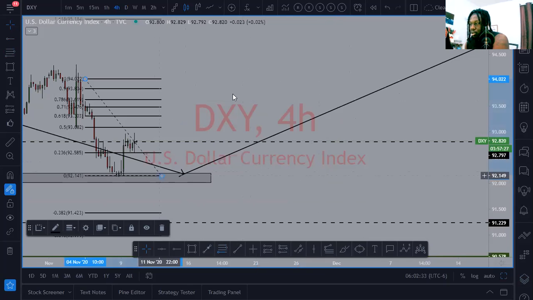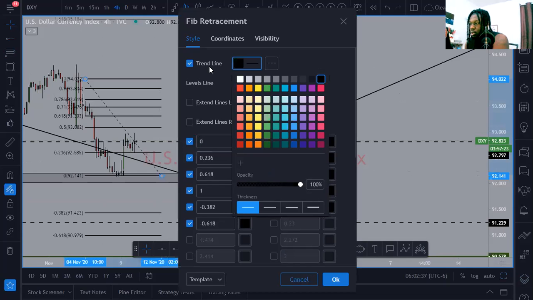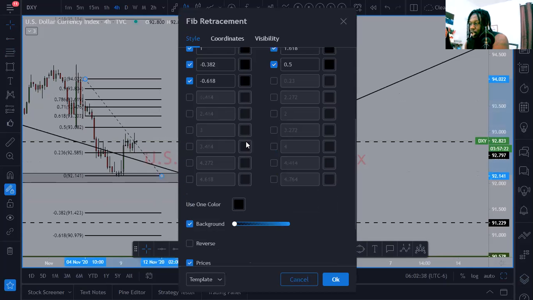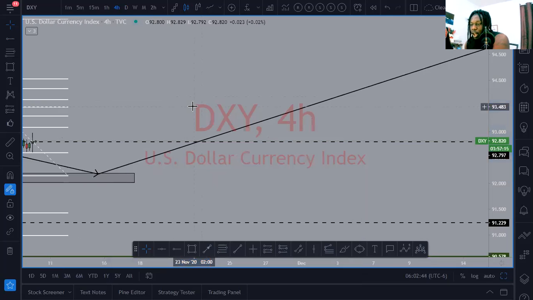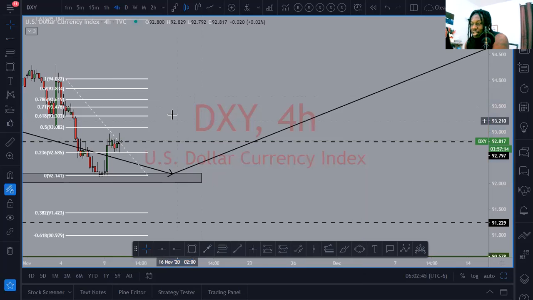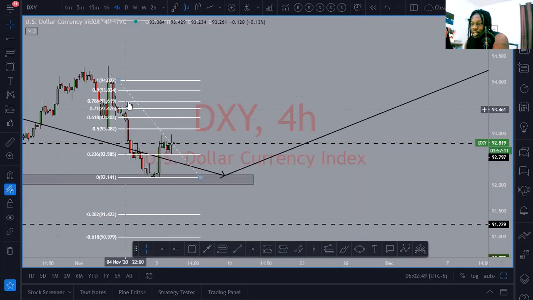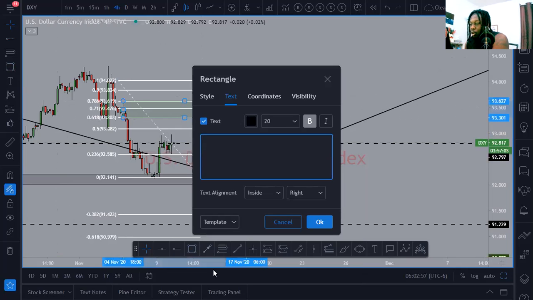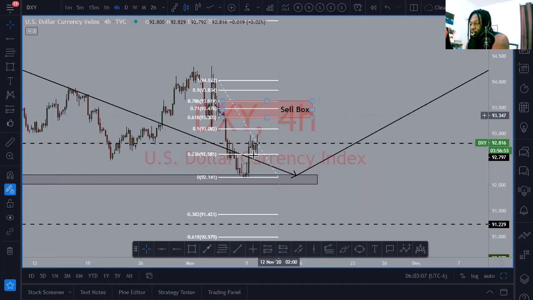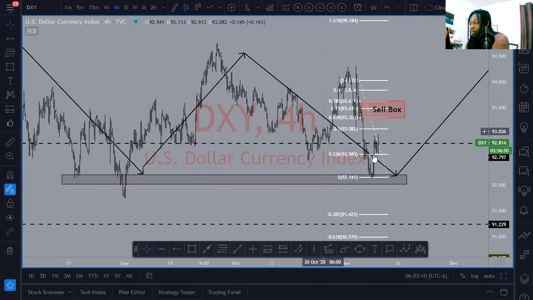Let me change this to one color that pops out more on this. So I still would want to see that retracement to this 61.8 or 78.6 for me to make my judgment on whether I'm going to keep selling the US dollar. If I keep expecting the US dollar to keep selling, this is where I would be looking for rejections and a possible continuation to the downside. That's if I'm looking at it from this point of view.